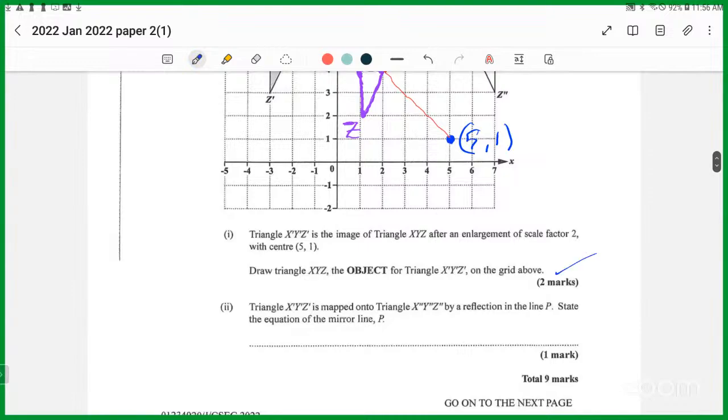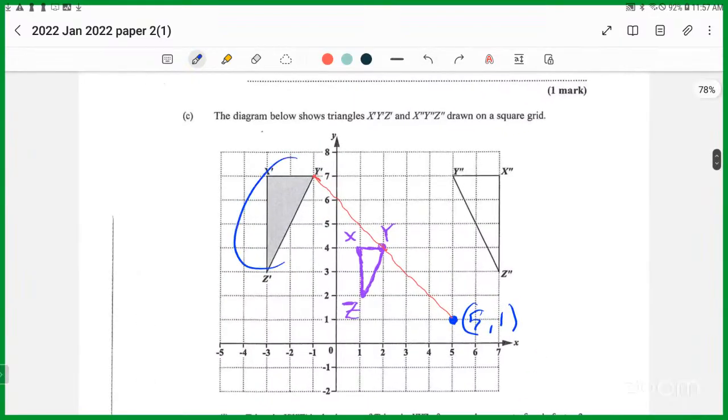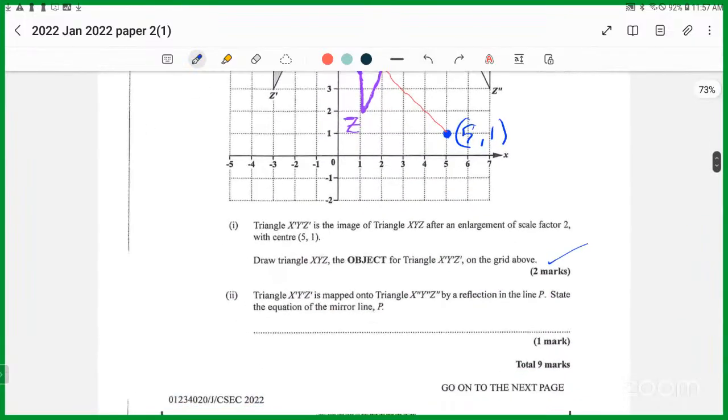Draw the object. It says triangle x prime, y prime, z prime is now mapped onto x double prime, y double prime, z double prime. So now we're doing a transformation from this over to that. Going from this to this, that looks like a reflection line. They tell you by a reflection line P. So the transformation is a reflection, and I want to state the equation of the line P.